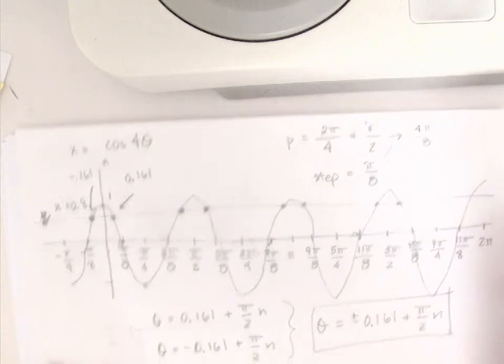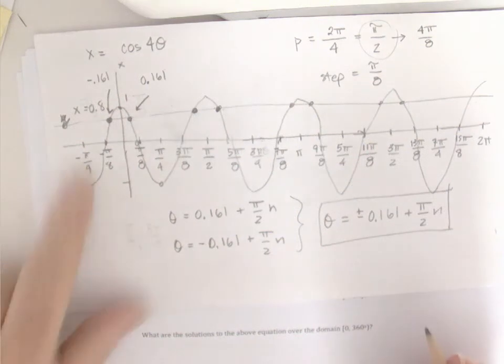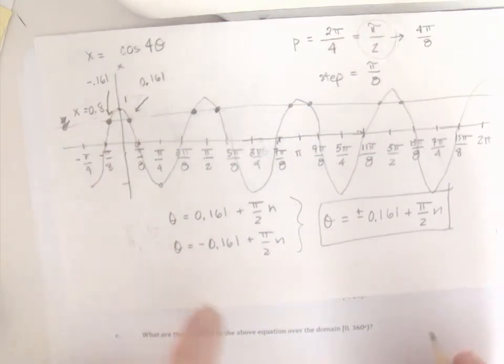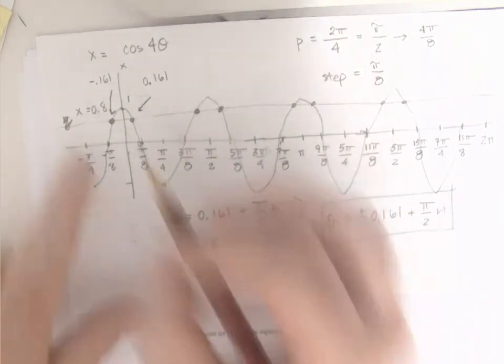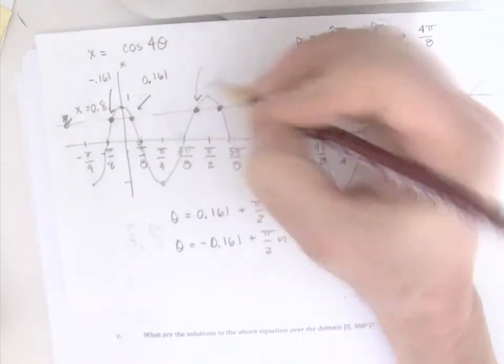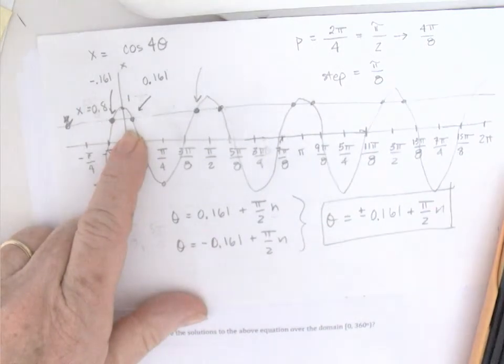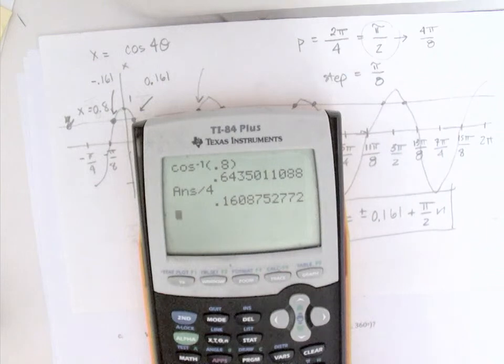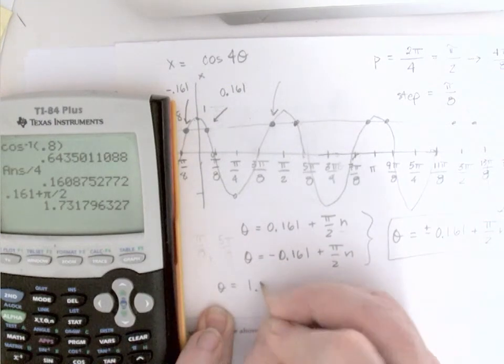Okay, let's talk about what the solutions are in the domain 0 to 2 pi, and we can see that there are quite a few. If we're going to list them all, I'm definitely going to use a calculator. We're not going to use this negative 0.161, except to generate the very first one. So when n is 1, I'm going to get this point. I'm going to do this one first. So I have 0.161 plus pi divided by 2, which gives me 1.73. That's one solution, 1.73.